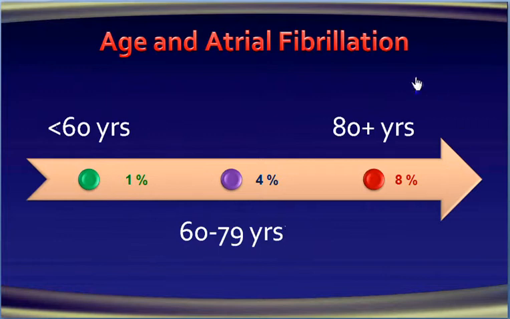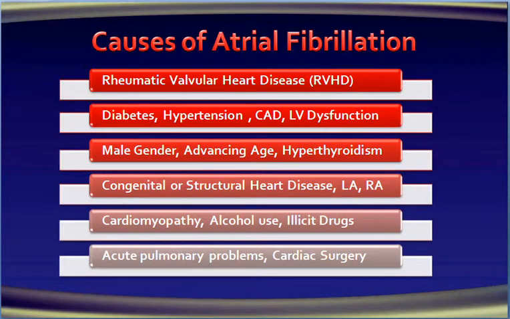Once the patients are older than 80 years, then the rate of atrial fibrillation is 8%. So, from 1% in less than 60s to 8% in the 80 plus age group, it is a very significant trend of the relationship of age and atrial fibrillation. The same thing holds good for the complications too. The thromboembolic complications of atrial fibrillation are also associated very strongly with increasing age.